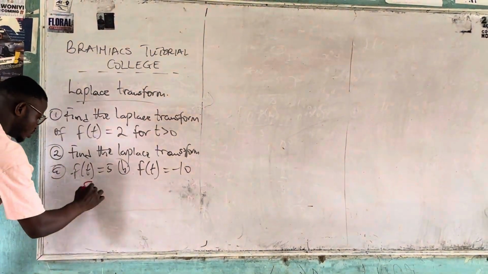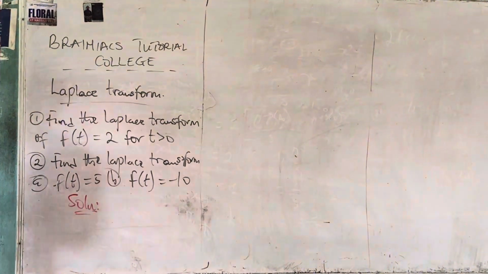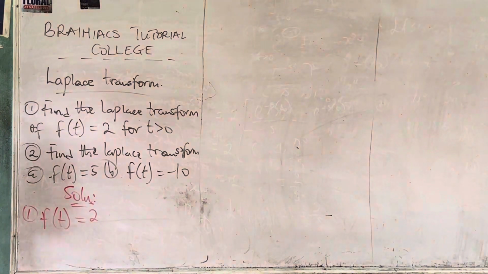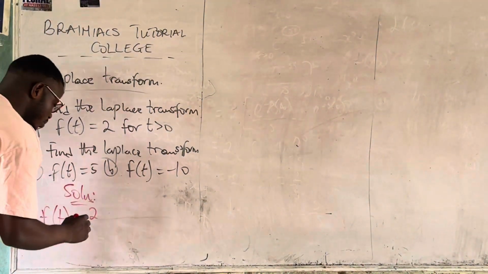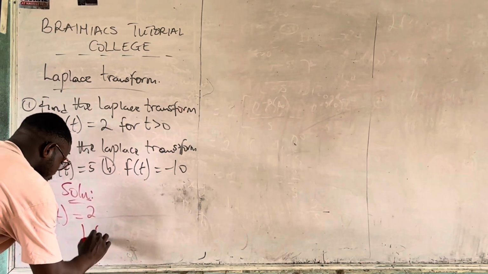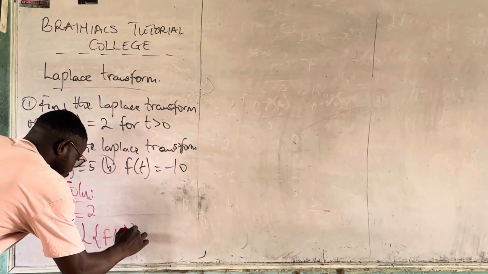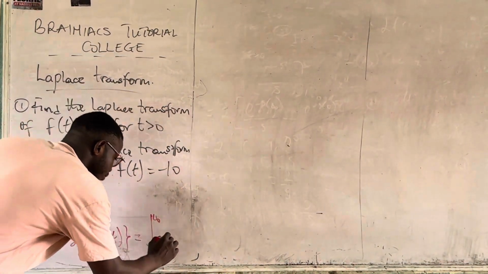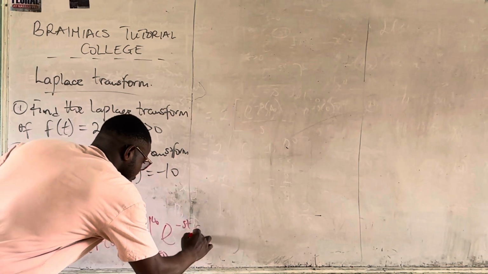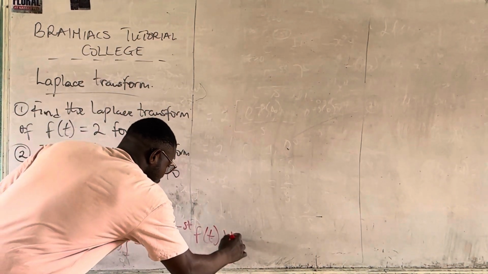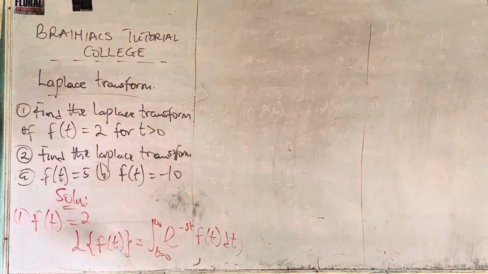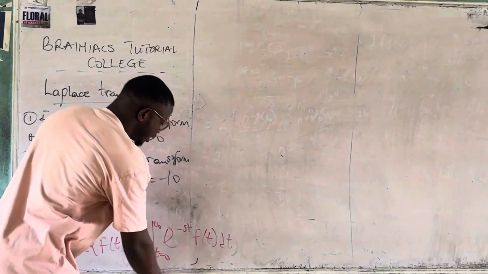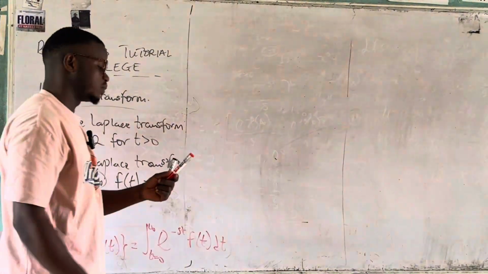So now let's go directly to the solution. The question number 1 that we have here is f of t equals 2, and we want to find the Laplace transform. The formula for obtaining the Laplace transform is: the Laplace transform of f of t is equal to the integral from t equals 0 up to infinity of exponential minus st times f of t dt. That's the general formula. Here we'll be given f of t, then anywhere we see f of t, we'll just change it to 2, then we evaluate it.